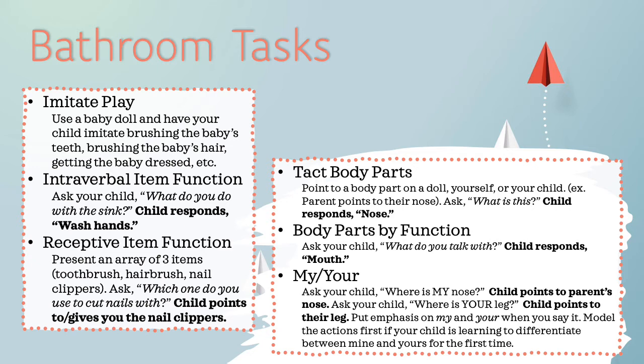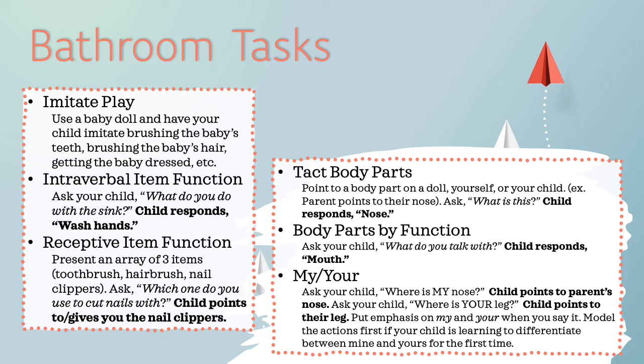You can also work on tacting body parts, body parts by function, and my/your. For tacting body parts, you would point to a body part on a doll, yourself, or the child. For example, you would point to your nose. You would ask your child, "What is this?" and the child would respond, "Nose." You could also work on body parts by function. You would ask your child, "What do you talk with?" The child then responds, "Your mouth."